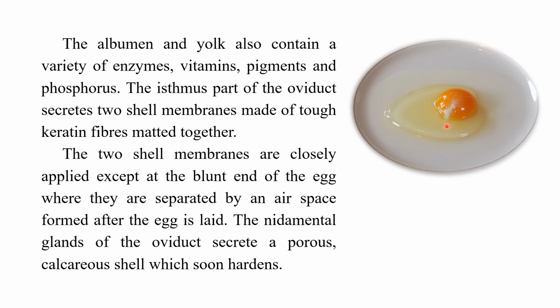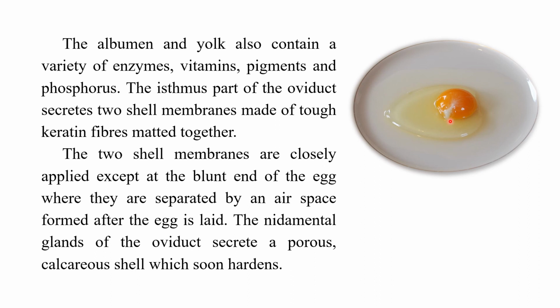The isthmus part of the oviduct secretes two shell membranes made of tough keratin fibers matted together. The two shell membranes are closely applied except at the blunt end of the egg, where they are separated by an air space formed after the egg is laid. The nidamental glands of the oviduct secrete a porous calcareous shell which soon hardens.